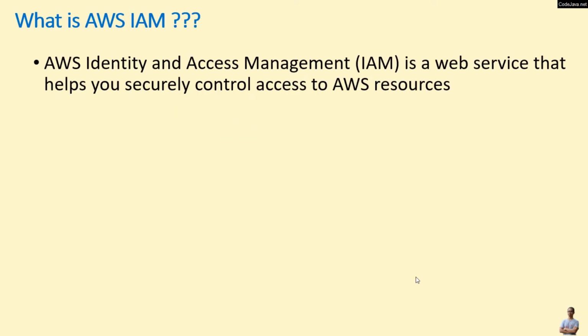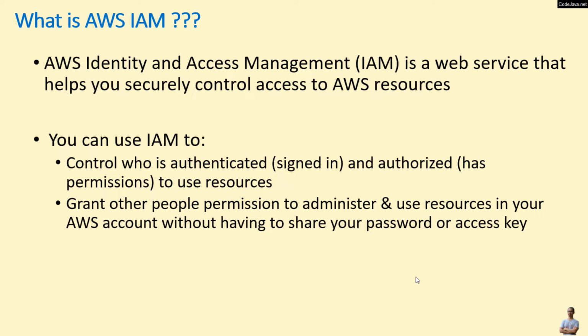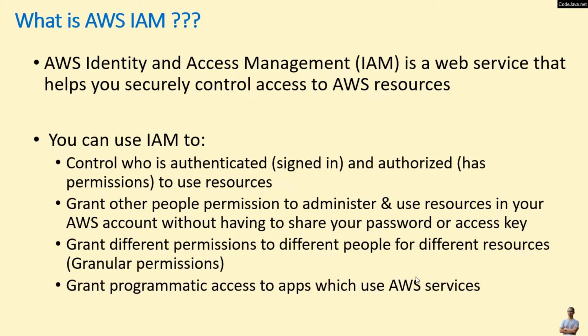So what is AWS IAM? AWS Identity and Access Management, or IAM, is the web service that helps you securely control access to AWS resources. Basically, you can use IAM to control who is authenticated or signed in and authorized, has permissions to use resources, grant other people permission to administer and use resources in your AWS account without having to share your password or access key, and grant different permission to different people for different resources, granular permissions, and grant programmatic access to applications which use AWS services.